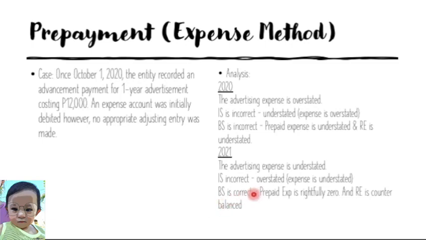So your balance sheet is correct because your prepaid expense is rightfully zero. So the whole 12,000 now have been expired. So your prepaid expense is actually zero. Everything is expired and retained earnings is counterbalanced.